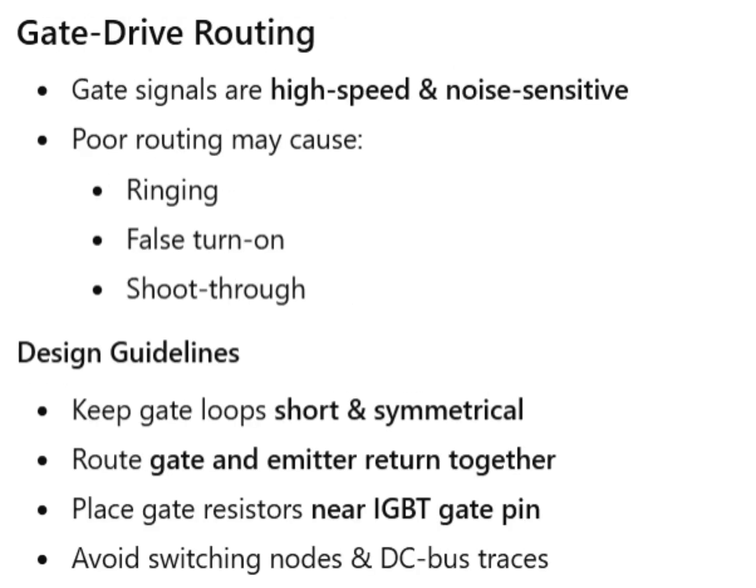Gate drive routing. Gate drive signals are high speed and noise sensitive. Poor routing can cause ringing, false turn-on, and shoot-through. Design guidelines. Keep gate drive loops short and symmetrical. Route the gate and emitter return together as a pair. Place gate resistors close to the IGBT gate pin. Avoid routing gate signals near switching nodes or DC bus traces.